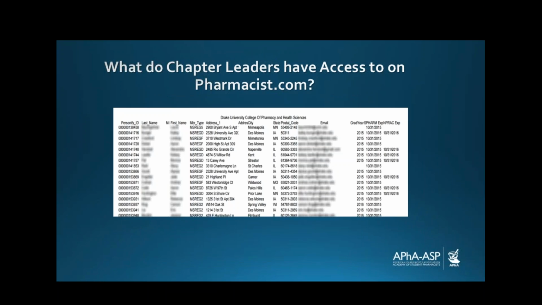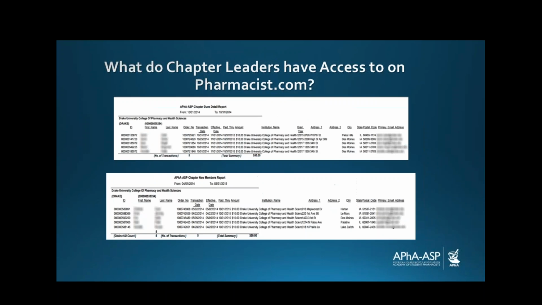Here is an example of what a membership roster looks like. It has all of the students' information here. You have ID numbers, names, addresses. Here's just a quick example of the dues reports.